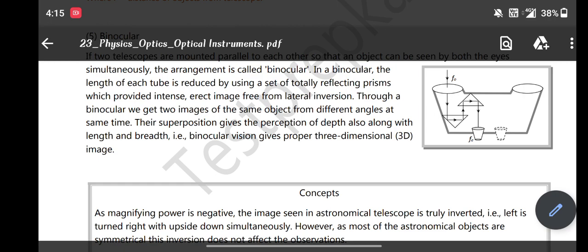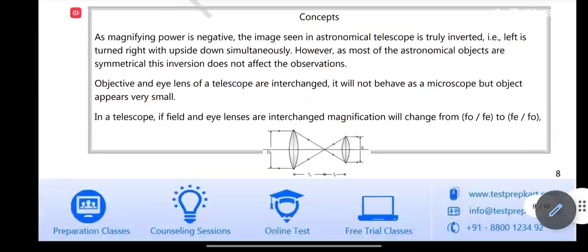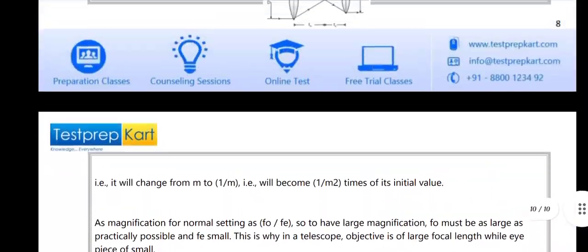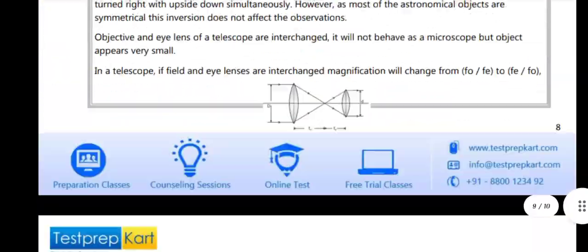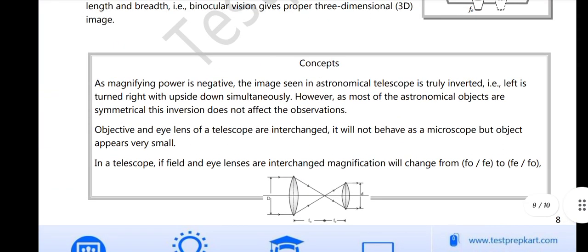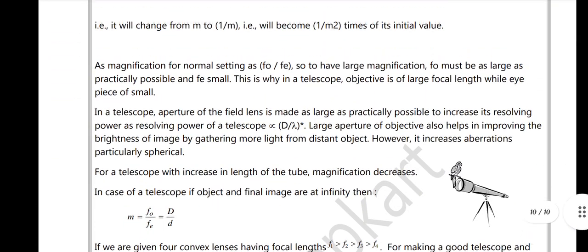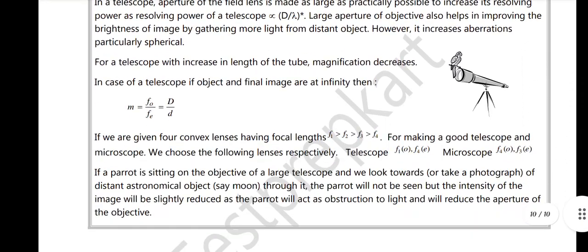Binocular vision gives a proper 3D image. You can see this in the diagram of the binocular. So these are some of the things you can learn. In this chapter, some other small concepts you can also learn just by seeing these.